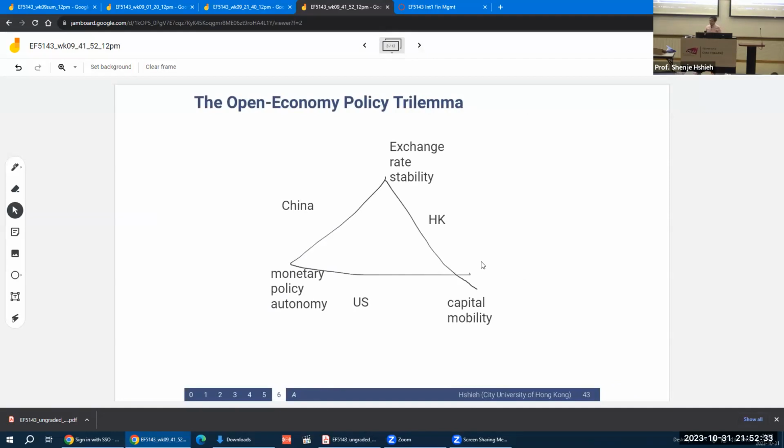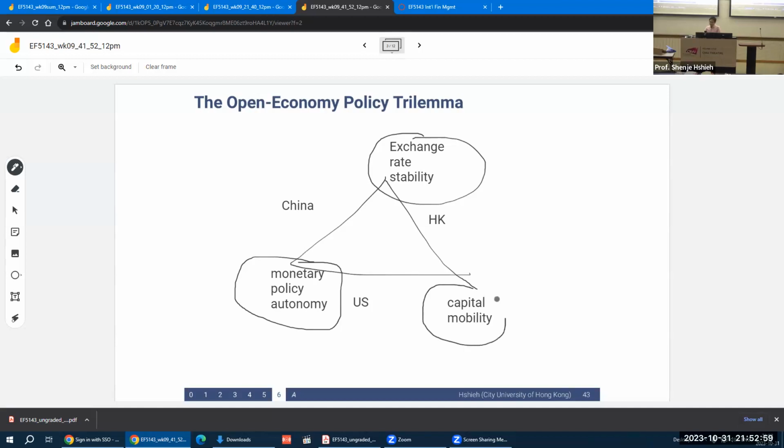So people like to draw triangles in the textbook, so I drew a triangle for you here. At one corner, you have exchange rate stability. Again, that means there's no uncertainty about the price of foreign currencies. You have another corner, monetary policy autonomy, which just means they can change the money supply at will. Can the central banks do that? Well, it depends. And lastly, capital mobility just means there's no interference with investment inflow and outflow.